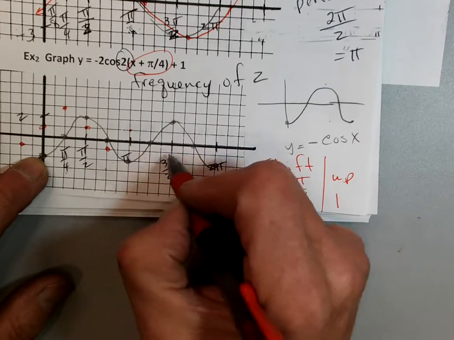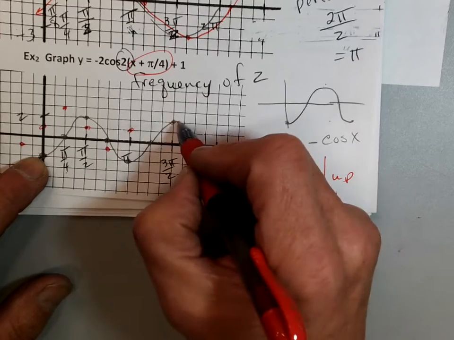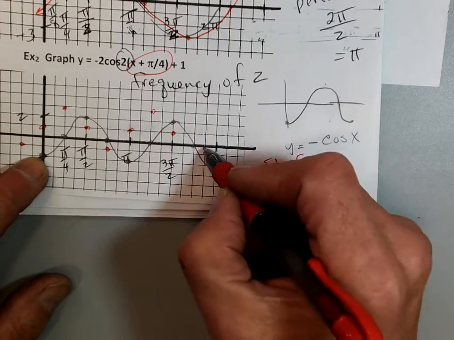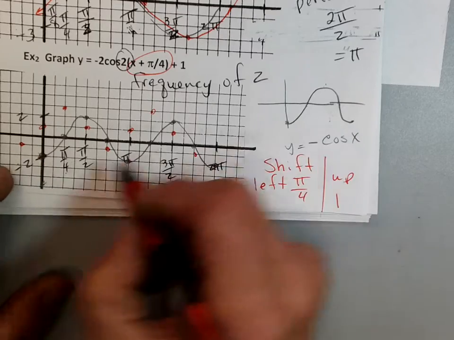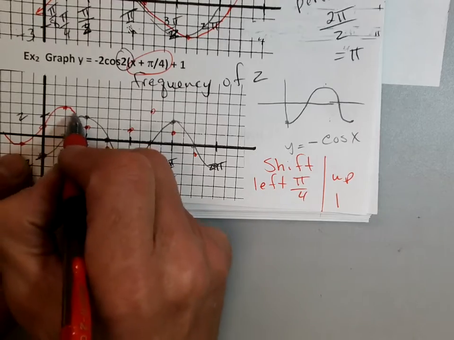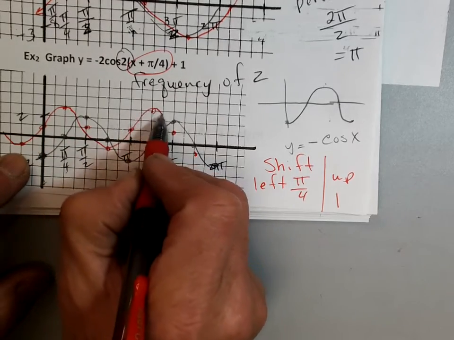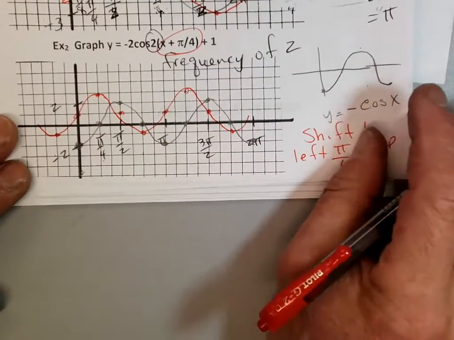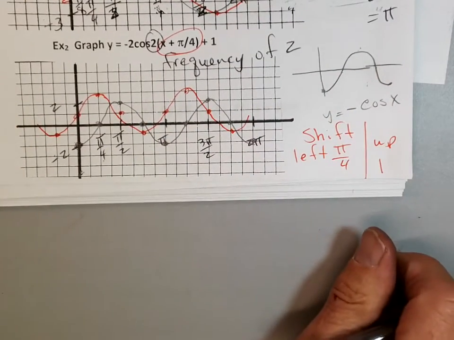Am I missing any? Nope. Back pi over 4, up 1. And my curve should look like this. Okay, how am I doing? And that's my new curve.